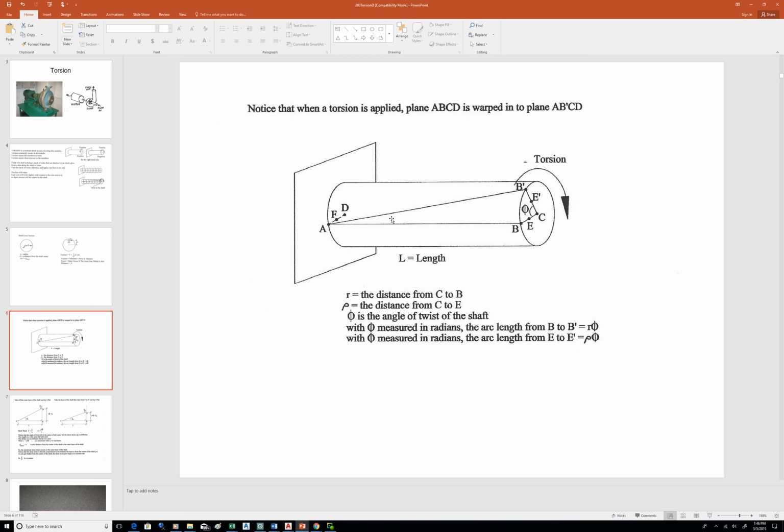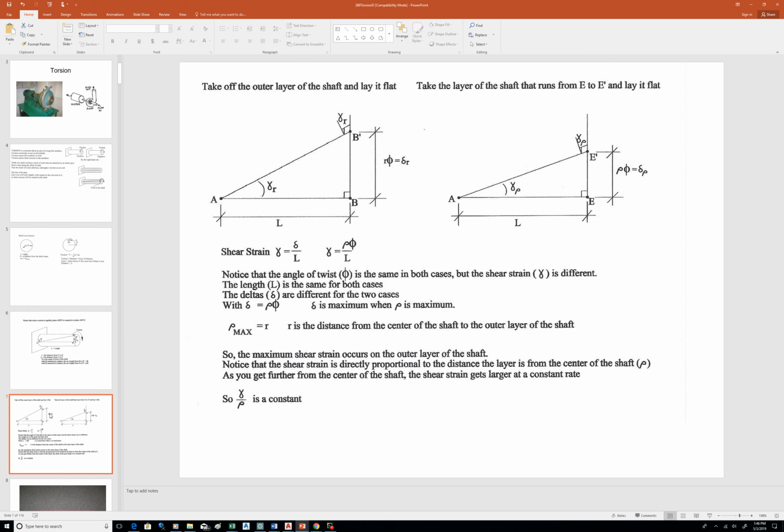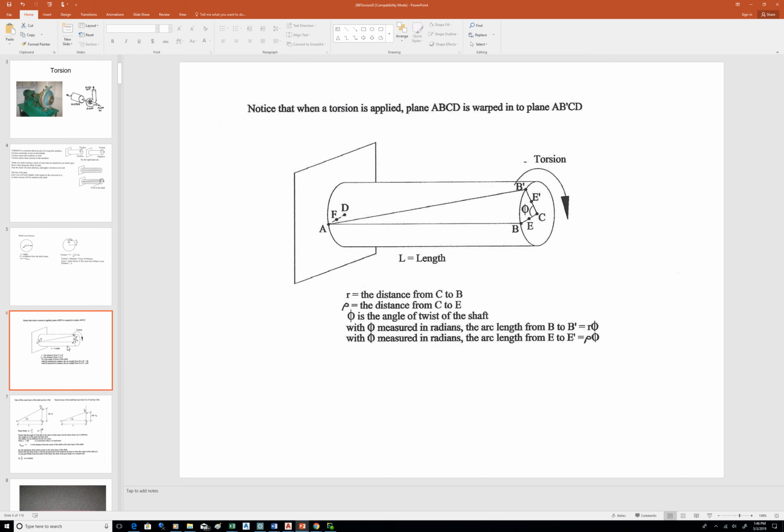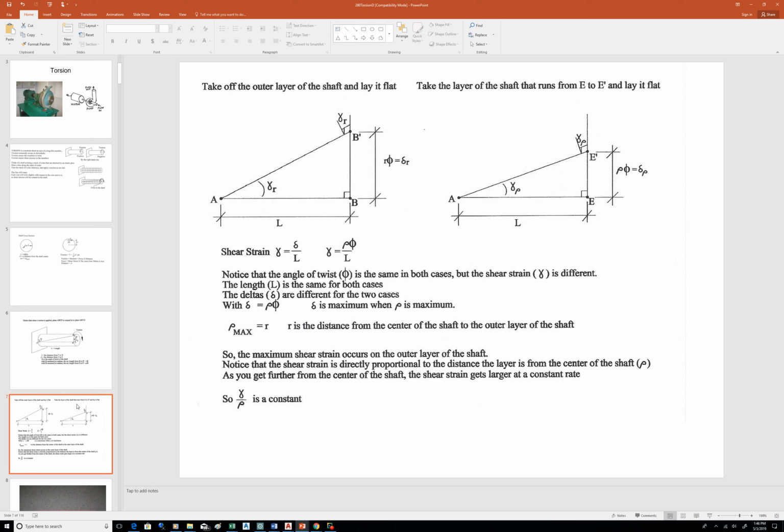Because what we can do is take the outer layer of that shaft. We could also take an inner layer from E to E prime or an outer layer from B to B prime, like a piece of paper on the outside of a shaft, and just lay it flat on the table and analyze it. And you might see that shear relationship a little better then. So if you do that, you'll have two right triangles. Notice they both come from the same twist angle. One has a vertical leg from E to E prime, the other has a vertical leg from B to B prime.